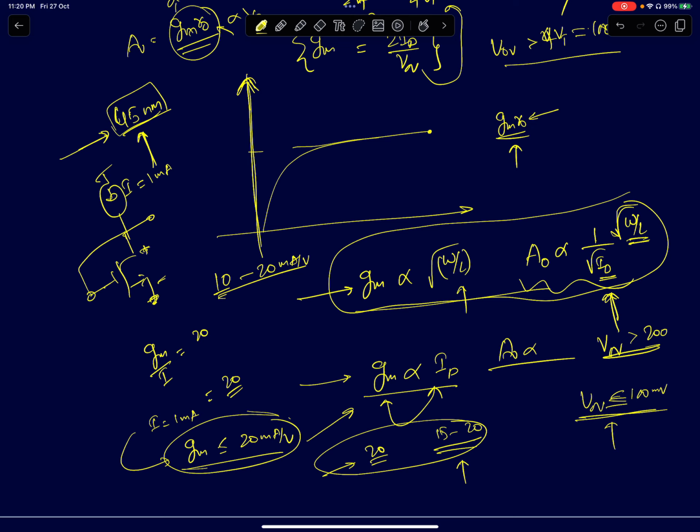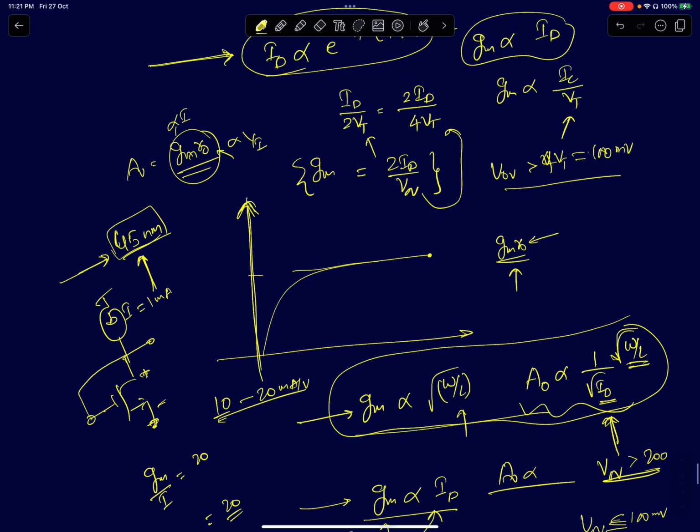GM over I of 20, you cannot exceed that. This is just a rule of thumb. So if an engineer is quickly evaluating how good your amplifier design is, the first thing they'll do is look at these quick calculations. They'll see if you're meeting the specs or if you're just exaggerating your design. You'd get to know by these rule of thumb analyses.